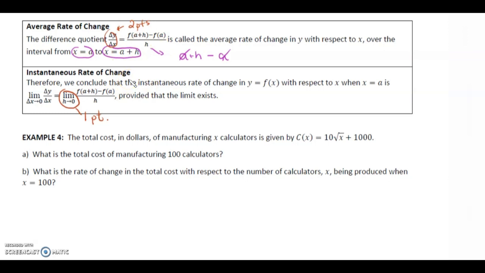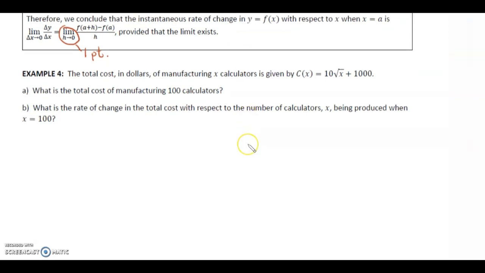Okay, so example 4. The total cost in dollars of manufacturing x calculators can be given by this equation here. C at x equals 10 root x plus 1,000. Okay, so A just asks, what is the total cost? And when it says total cost and then it gives a C, it implies that the C is representing cost. Okay, so I'll put representing cost. So what is the total cost of manufacturing 100 calculators?